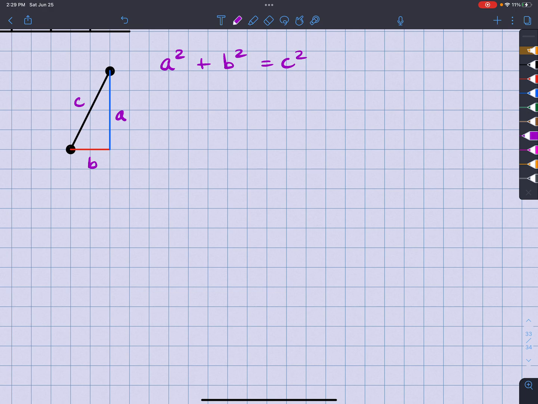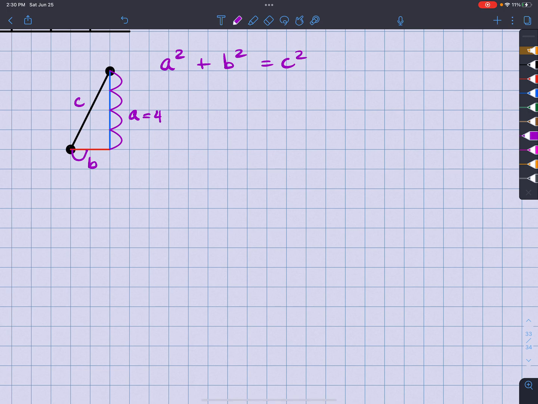The good news is that if you look at this triangle here, I'm looking for C. Well, A, you can count. B, you can count. Because if you look at A, there's 1, there's 2, there's 3, and there's 4. So you know that A is equal to 4.